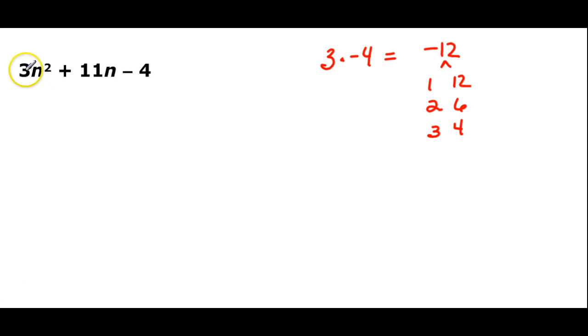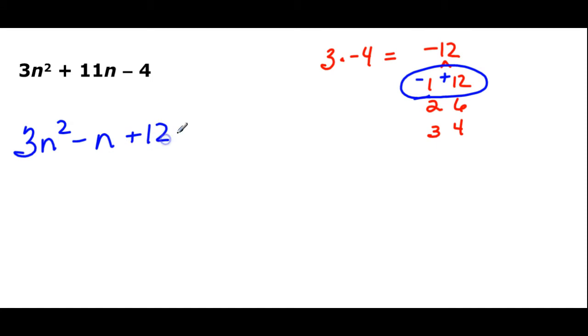A little switch up here. I've got 3 times negative 4, which gives me negative 12. And then when I do that, instead of looking for the ones that add together to give me 11, I'm looking for the ones that subtract to give me 11. So it's going to be these guys right here. And again, that sign in the middle goes with the larger, so this will be a positive, this will be a negative. Rewrite it. 3n squared minus 1n plus 12n minus 4.